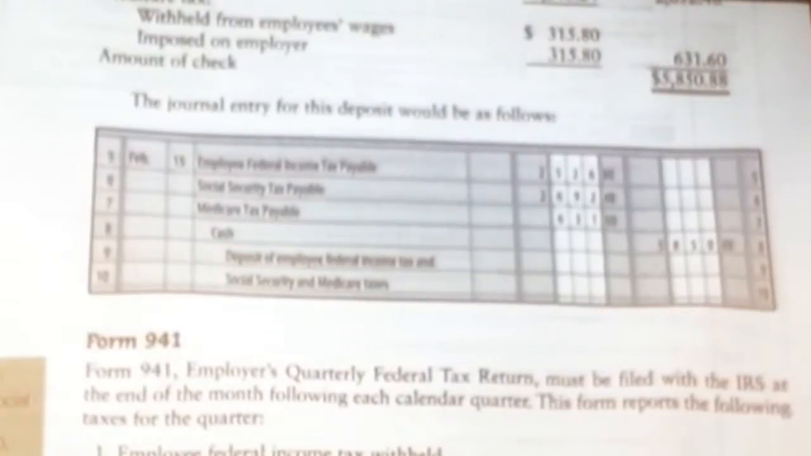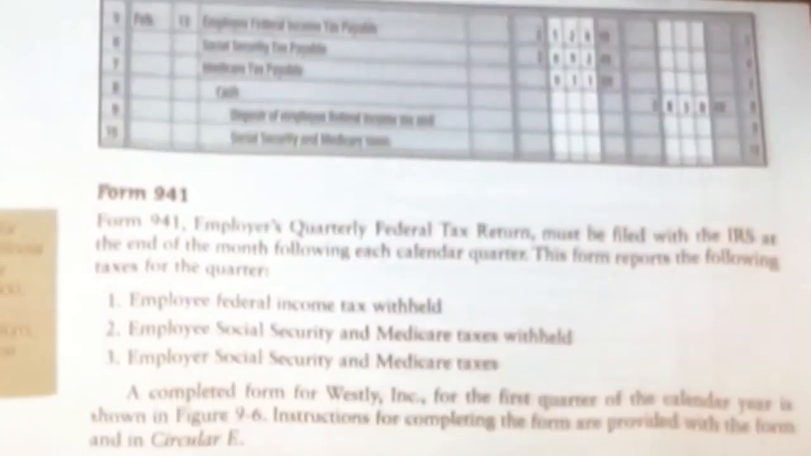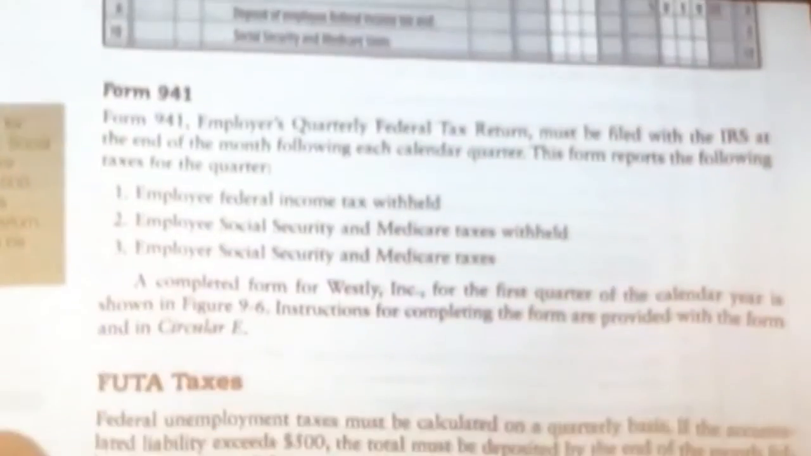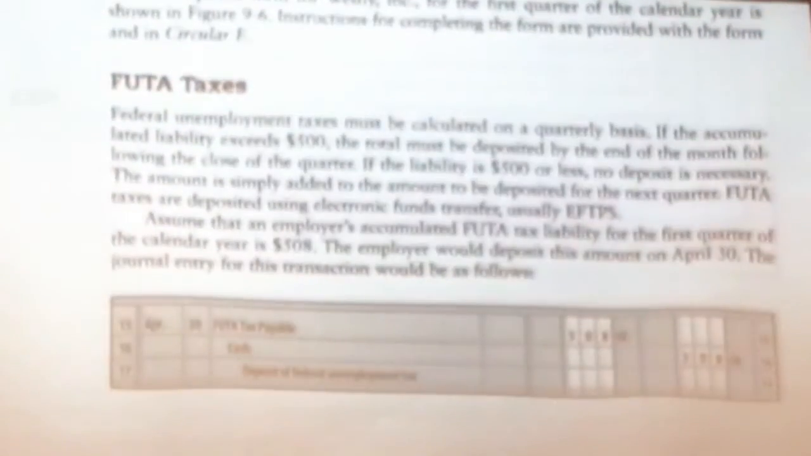You have to pay that. But you know how to pay it. Anytime you pay something, cash is going to be credited, right? So let's just take a look. Do you think you could have come up with this one on your own without me even showing you? I think you could. What is my FUTA tax payable? FUTA tax payable. You see how that liability is going down with the debit?